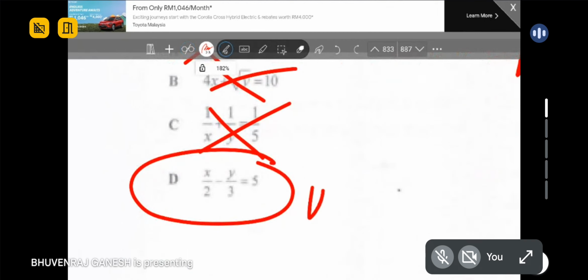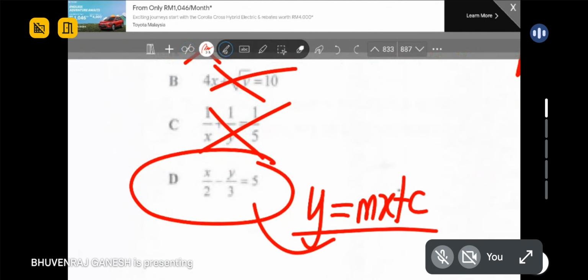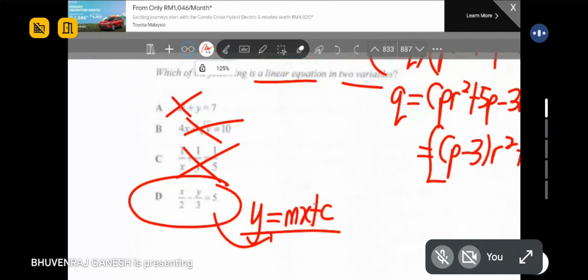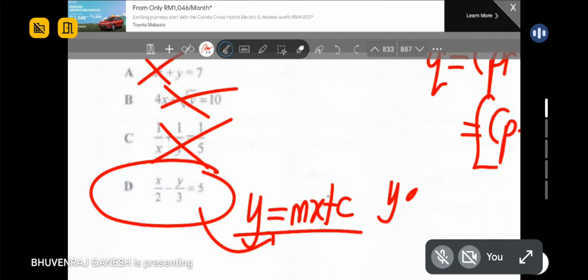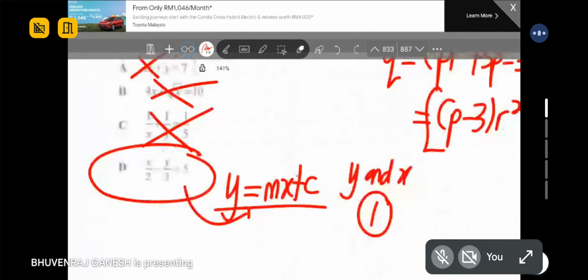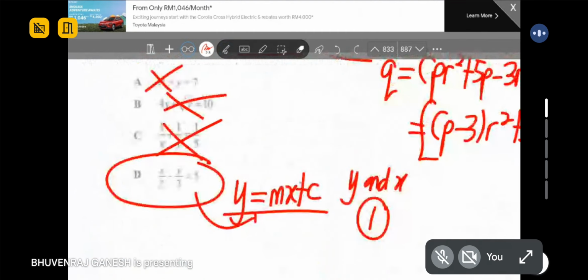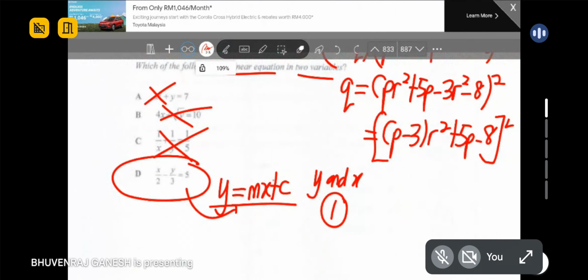Understand? Basically, y equal to mx plus c lah. Kamu boleh dapat format ni. So only this equation you can get this format. Understand? Clear? So remember the power of y and x must be 1. Kuasa dua-dua ni kena 1. Okay? That's how you get linear. No problem guys? All of you?